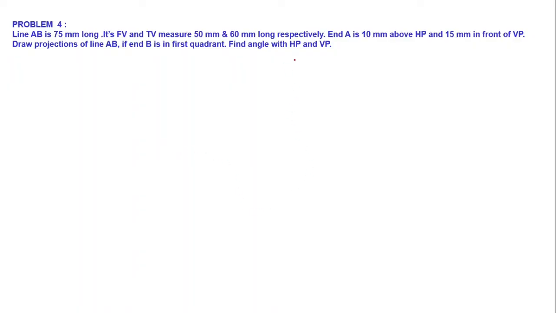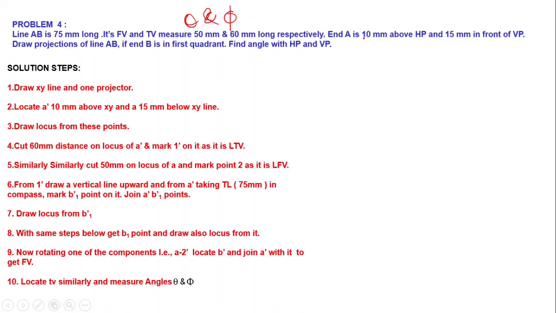Here we have to find out the true inclination with HP, theta, and the true inclination with VP, phi. The given data says that end A is 10 mm above HP and 15 mm in front of VP. And this is the step-by-step procedure in which first we have to draw the XY line, and then we have to draw one end projector.